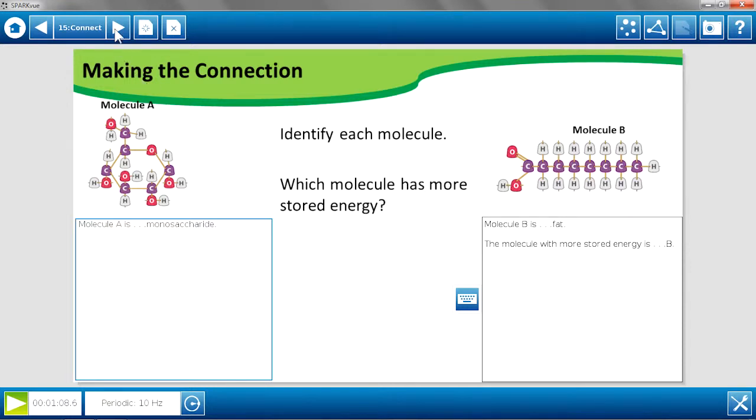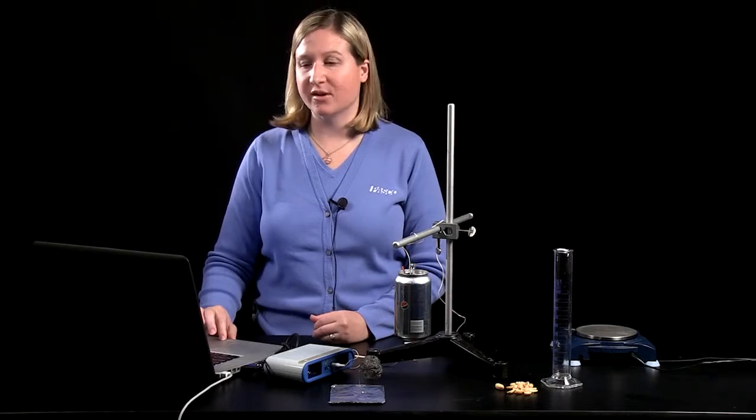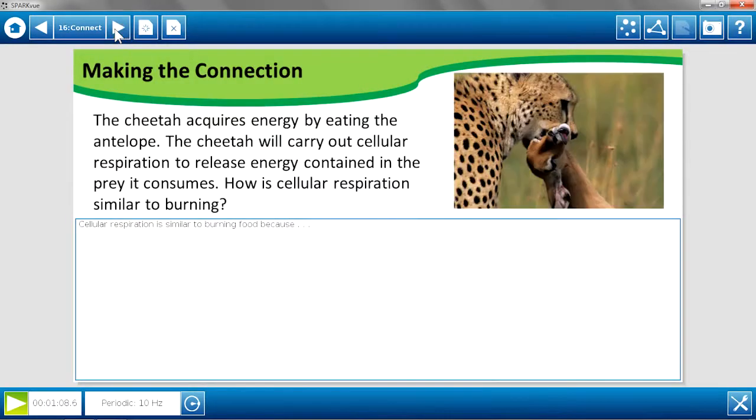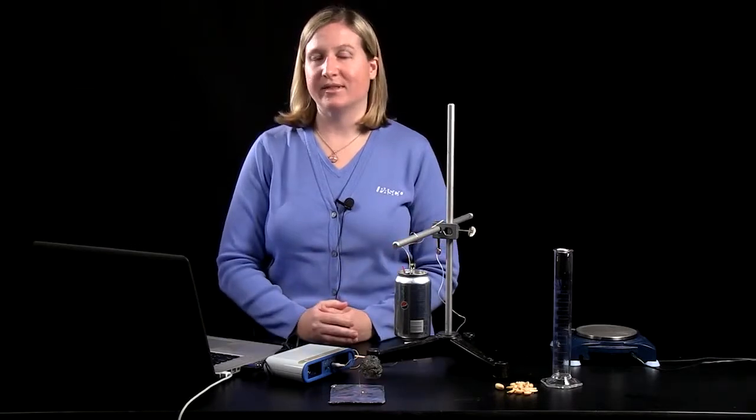You can make the connection also to the fossil fuels that we use as the remains of long dead plants and the carbon-hydrogen bonds within those hydrocarbons of the fuels. You can also make the connection to ecosystems and cellular respiration. So you can show them a picture like this of a predator and its prey, and you can ask them to explain how the predator eating the prey relates to the lab that they saw.